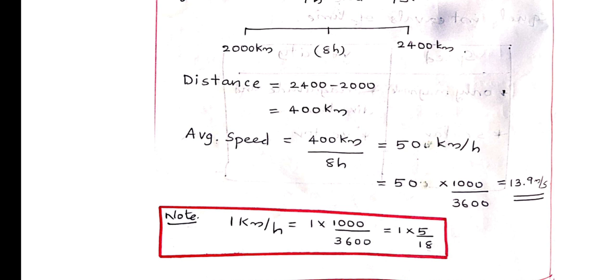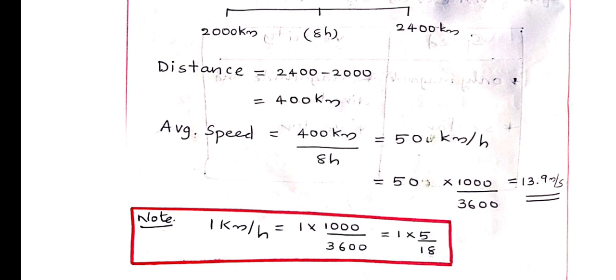Look at this step: 50 kilometer per hour is going to be multiplied by 1000 by 3600, which is equal to 13.9 meter per second. It's a good problem. Please note the red boxed area, that is 1 kilometer per hour. So in short, kilometer per hour can be converted into meter per second by multiplying by 5 by 18. Note the point. Hope it is clear.